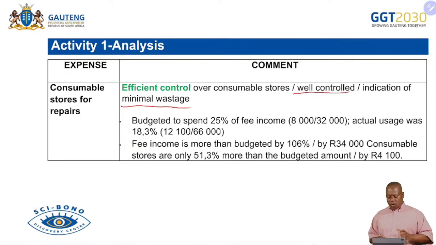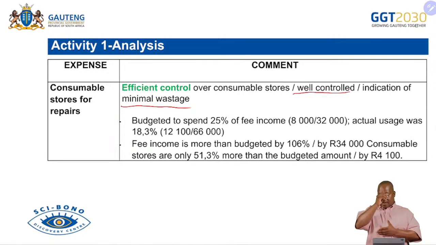And then let's also move on to fee income. Fee income is more than the budgeted by 106%. So it means it went double. 100% is double, so it means it went even more than double, from our budgeted 32 to 66%.